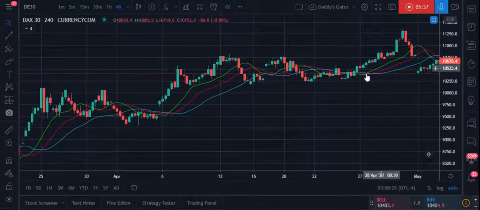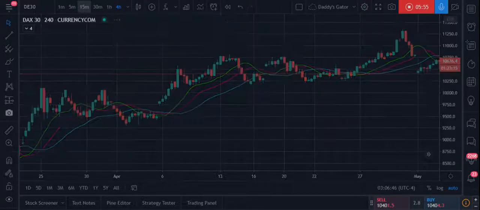Then you guys could see our teeth cross. The lines are separated. They're parallel, moving in the same direction. It's not a bad time to buy. And that's basically what the alligator is about. Let's see if we can get just another example.